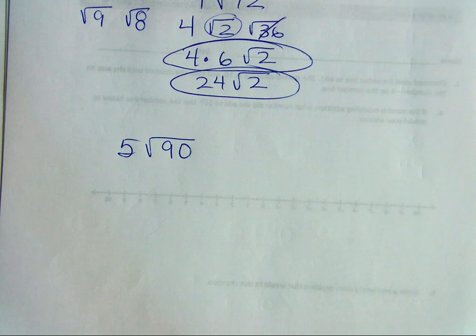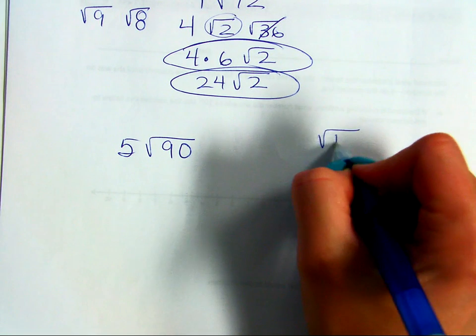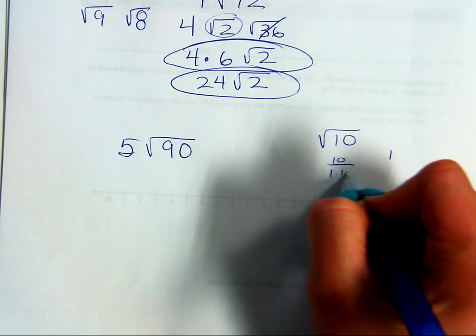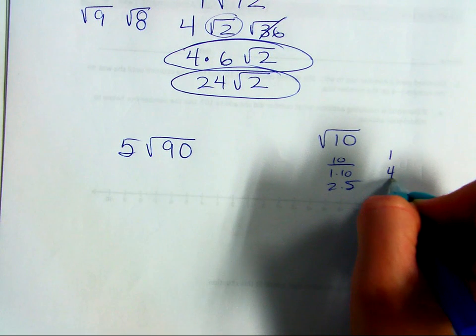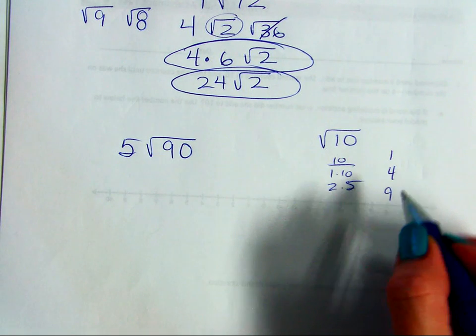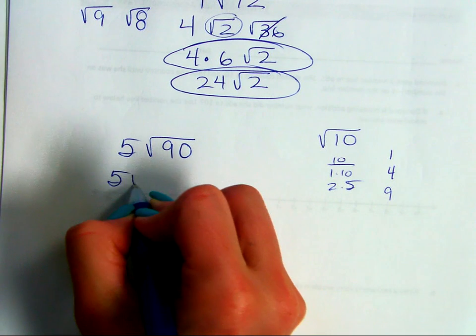And don't overthink this one. 9 and 10 works, right? Because 10 is as simple as it's going to get. What are the factors of 10? 1 times 10 and 2 times 5. Are any of those factors of 10 on this list? Nope.